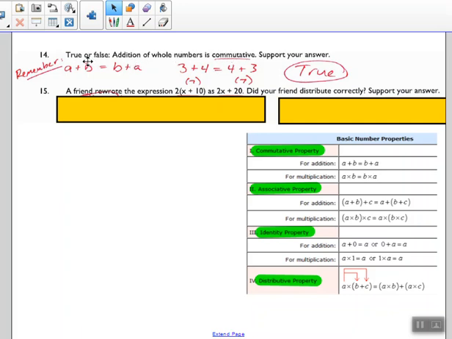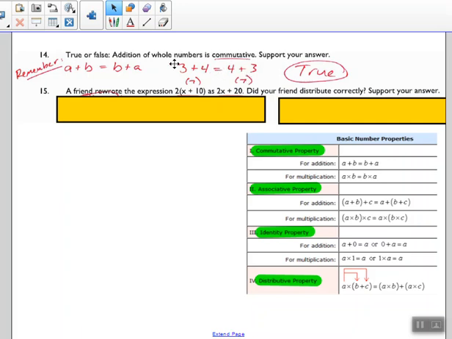So this is true. It also works for multiplication. If you think about that, 3 times 4 is the same as 4 times 3. That's 12 and 12. So it works for some operations, but it doesn't work for subtraction. It doesn't work for division.